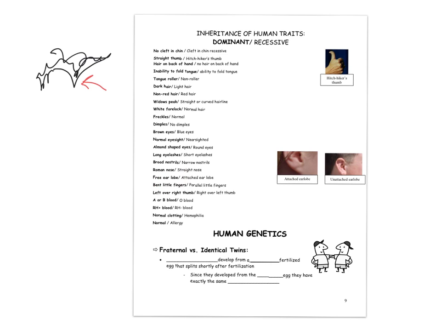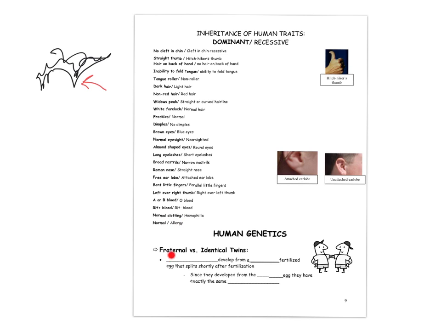Free bent little fingers are dominant over parallel ones. Left over right thumb is dominant over right over left thumb. I'm not even sure what that is, so I'll have to look that up. A and B blood group is dominant over O. Rh positive blood group is dominant over Rh negative. Normal blood clotting is dominant over hemophilia, and normal is dominant over allergies.